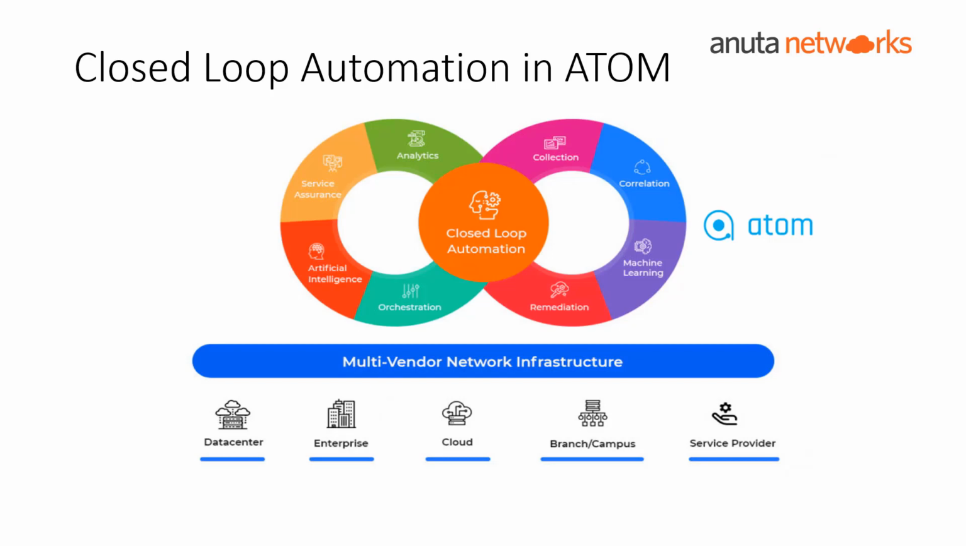Atom can do this across multiple vendor networks and across different domains like data center, branch, campus, and cloud in service providers and enterprises. Let's try to look at some of the real-world use cases where closed-loop automation and Atom can play a very crucial role in creating smart and self-healing networks.